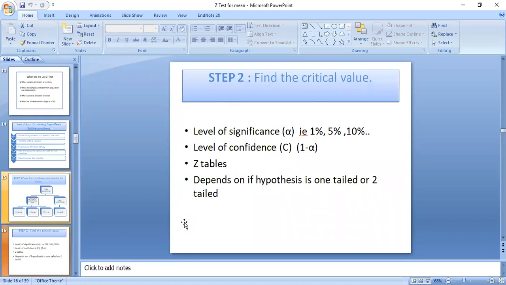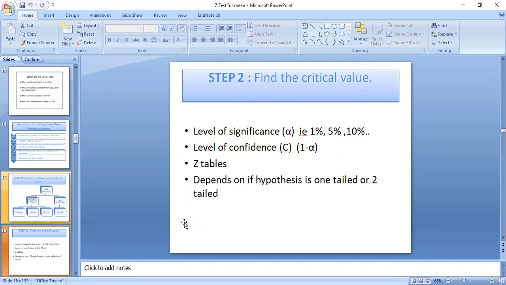The second step is to find the critical value. The determinants of finding the critical value are, first, the level of significance, denoted by alpha, and it can be 1%, 5%, 10%, or any value depending on the researcher. The level of significance is the probability of error in rejecting or accepting the null hypothesis.